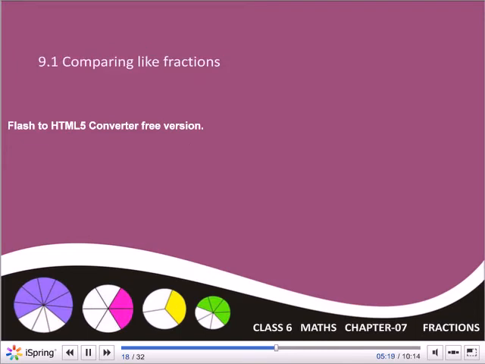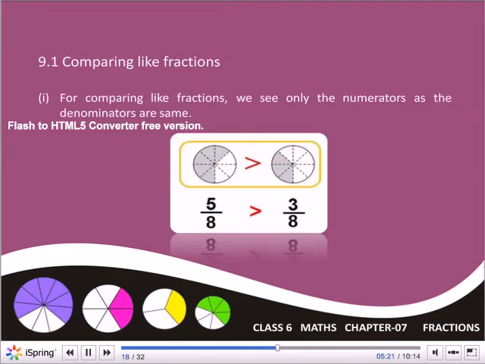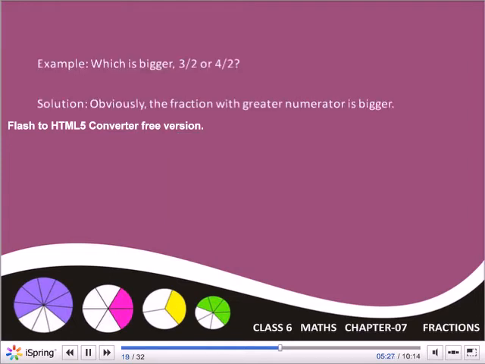Comparing like fractions. For comparing like fractions, we see only the numerators as the denominators are the same. Example: which is bigger, 3/2 or 4/2? Solution: obviously the fraction with the greater numerator is bigger, therefore 4/2 is bigger than 3/2. Like this, we can solve n number of examples.